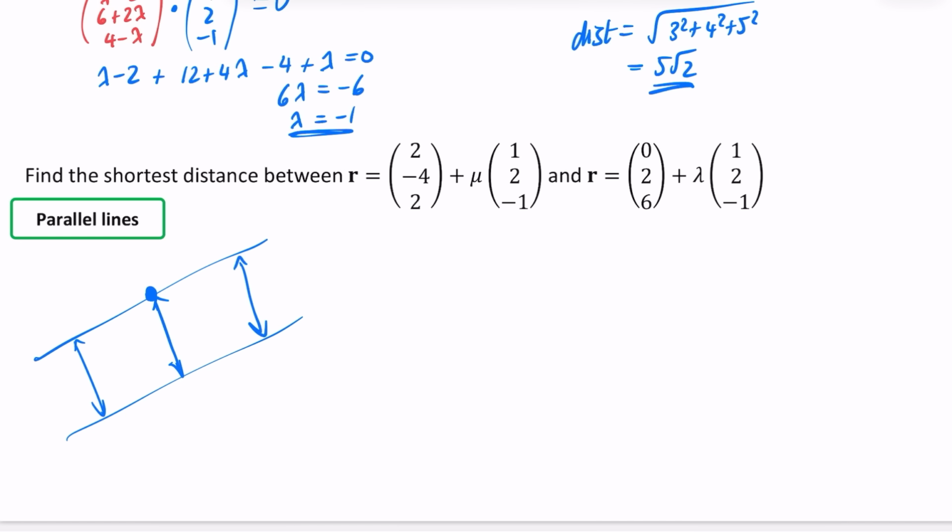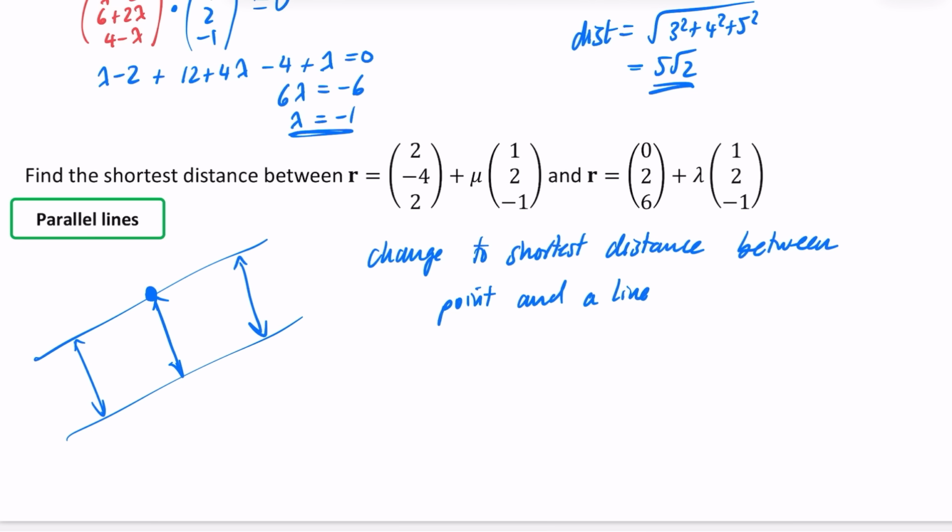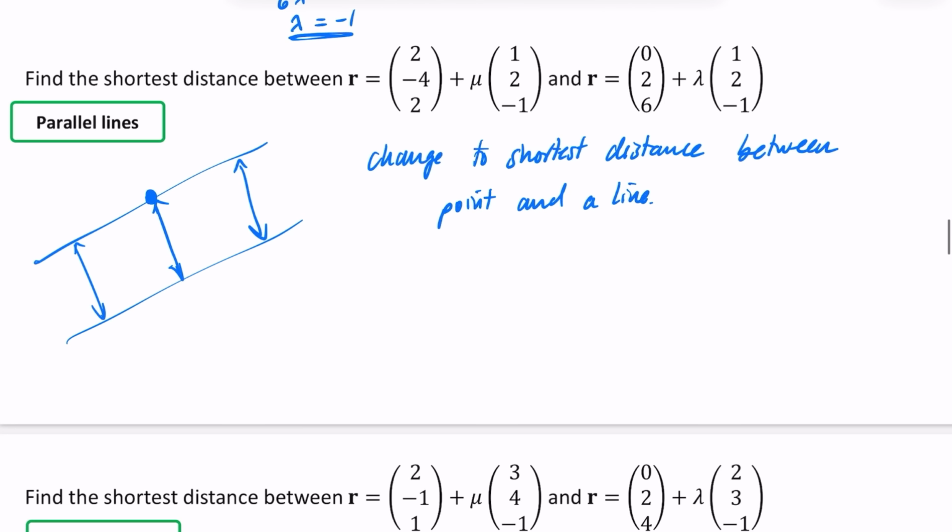So I'm going to change this question. Instead of it being the shortest distance between two parallel lines, I'm going to change it to the shortest distance between a point and a line. It's going to be so much easier, and then it's exactly the same sort of technique as this.